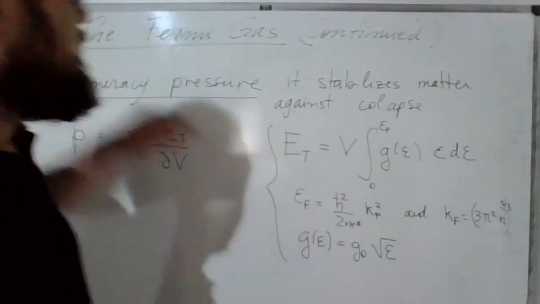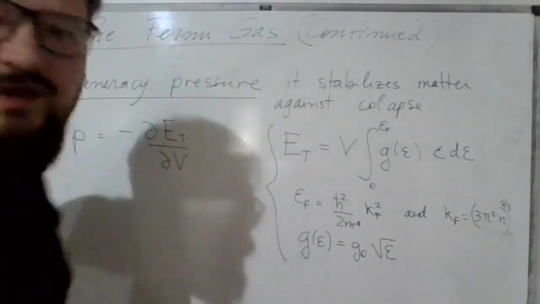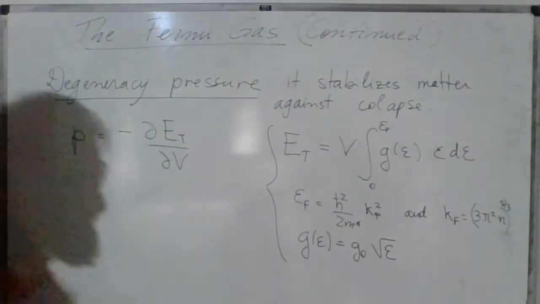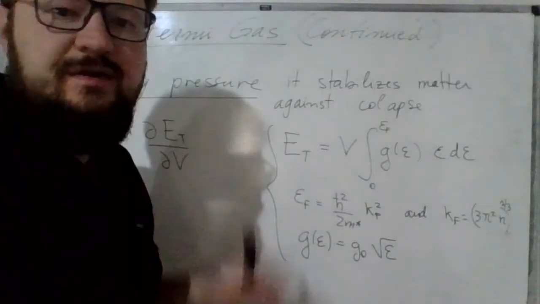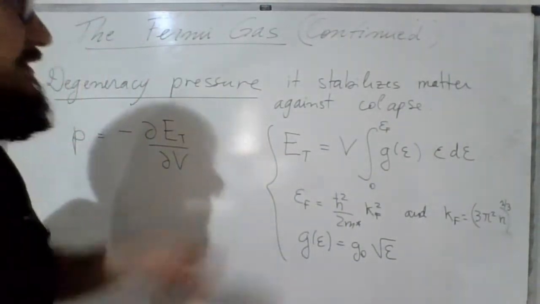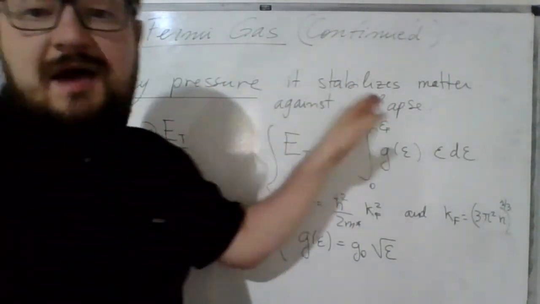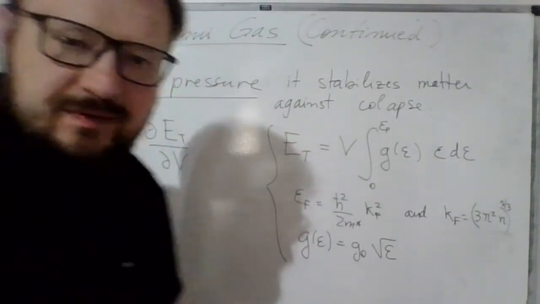This lecture, Fermi gas continued. First, we will discuss the degeneracy pressure, which is a pressure stabilizing matter against collapse.